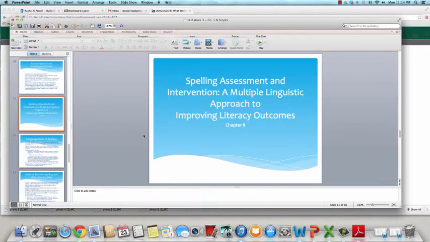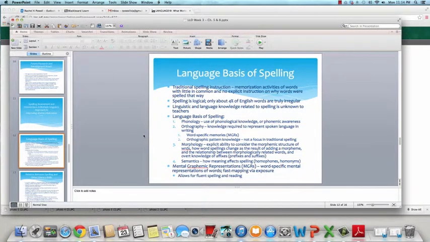So let's move on to spelling assessment and intervention, a multiple linguistic approach to improving literacy outcomes. And I hope, if you're still around in Mississippi next spring, March 30th, Julie Masterson, who is co-author of this chapter with Ken Apple and Danielle Brimo, will be our pre-conference speaker at MHSA. She's going to be fabulous and talk about all of these different things that are her area of research.